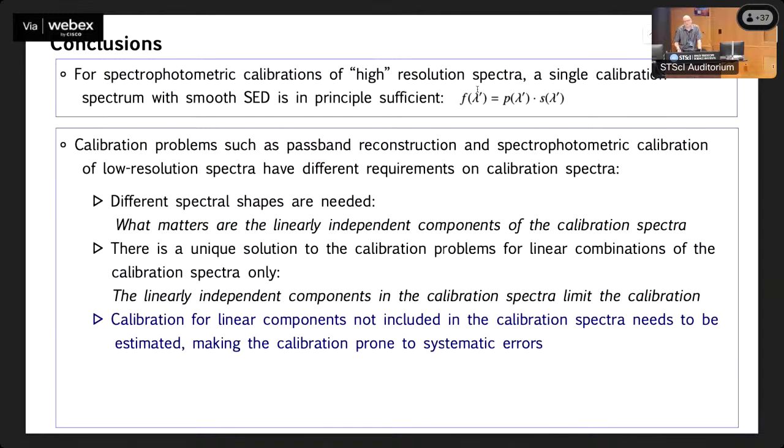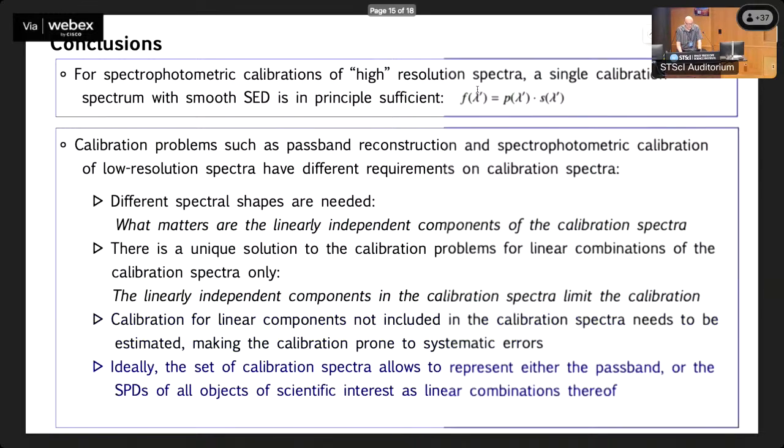You have to make a guess based on your initial a priori knowledge of the passbands or so. But this means that the problem for these sources can become very prone to systematic errors. It can become serious in some cases. So ideally, what you would like to have is a set of calibration sources which allows you to represent your passband or your instrument perfectly as a linear combination. Then there would be no orthogonal component you have to estimate in some way.